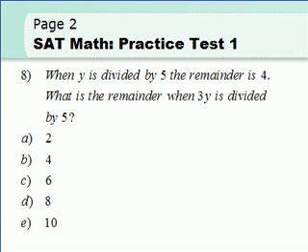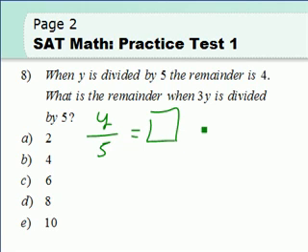Problem number 8. When y is divided by 5, the remainder is 4. What is the remainder when 3y is divided by 5? Alright, so we have y divided by 5 equals a number, and the remainder is 4. Now let's begin by dividing with the first whole number and see if that answer will give us one of the choices over here. So let's give it a 1. So 5 times 1, that's equal to 5, plus a remainder of 4, that will make y equal to 9.